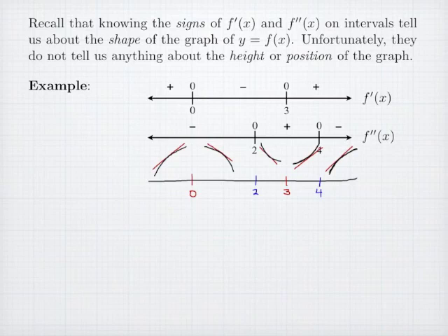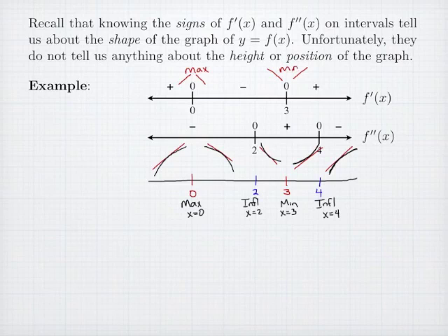What are some of the basic features that we need to capture? Well, I have a maximum at x equals 0. I have an inflection point at x equals 2. I have a minimum at x equals 3, and I have another inflection point at x equals 4. The first derivative test is what told me that if I go from increasing to decreasing, I should have a maximum, and if I go from decreasing to increasing, I should have a minimum.